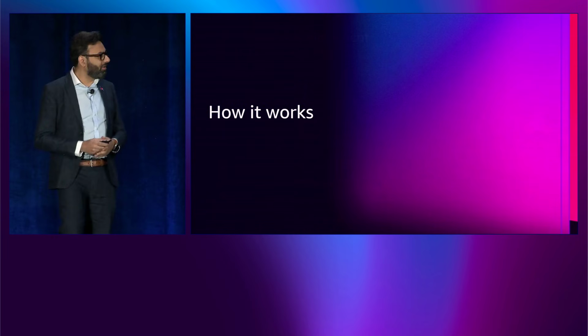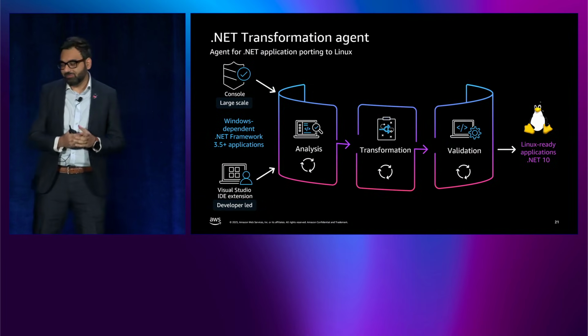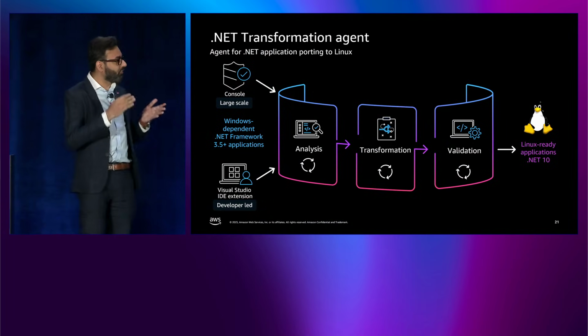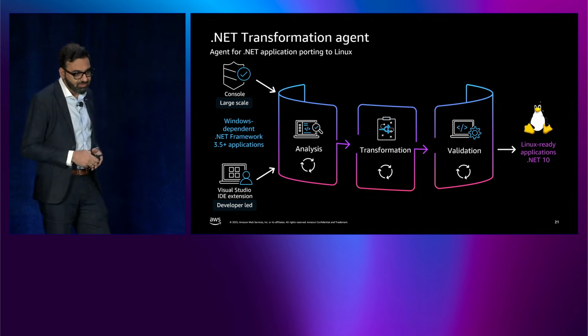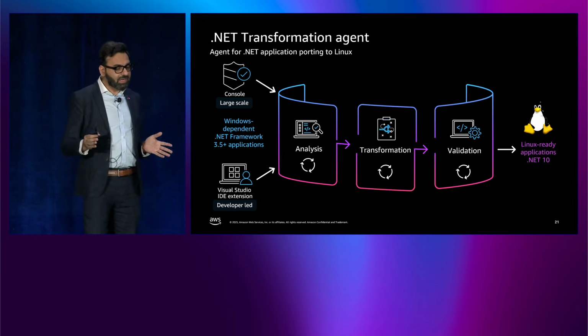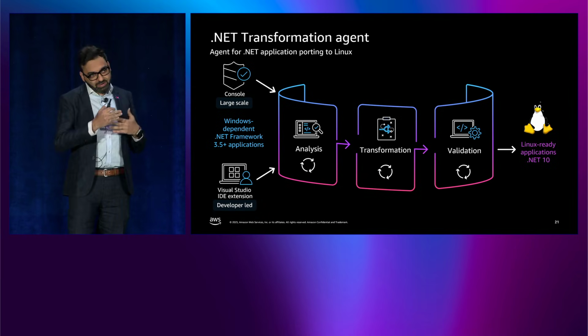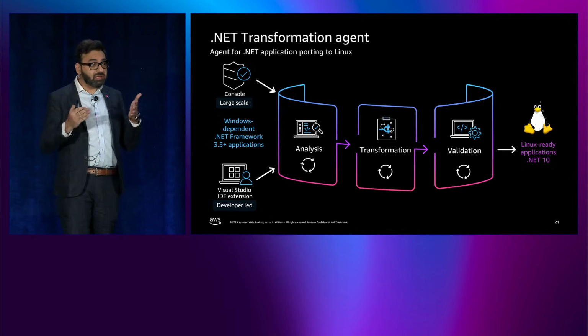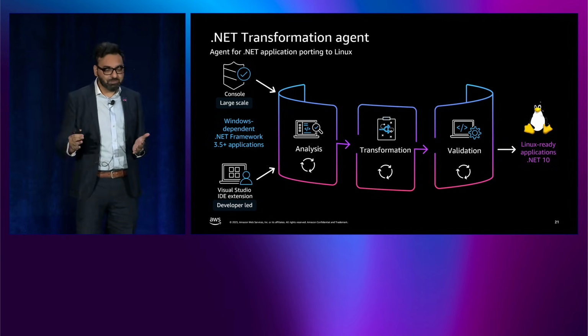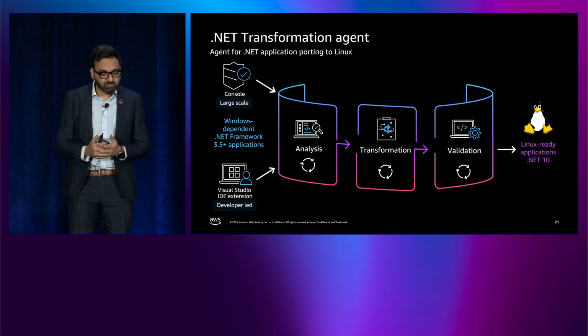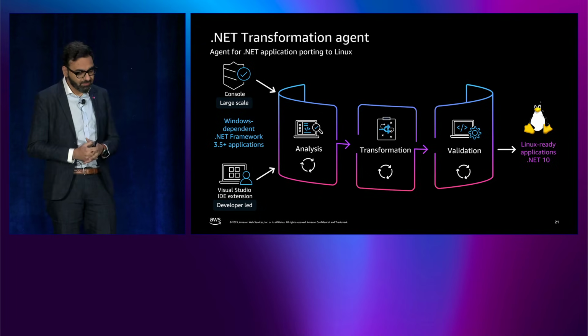All right. Let's see how that magic actually happens, how AWS Transform works. It actually is pretty simple. It goes through 3 steps: first is analysis, followed by transformation, and then validation. As part of analysis, a .NET agent is essentially a deep domain expert, and its intelligence is built on top of Amazon Bedrock models that we have trained.